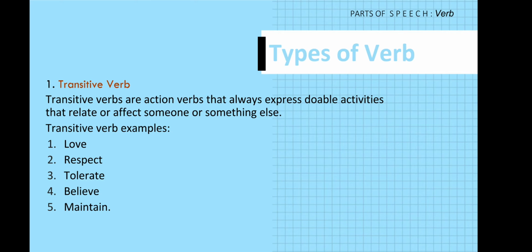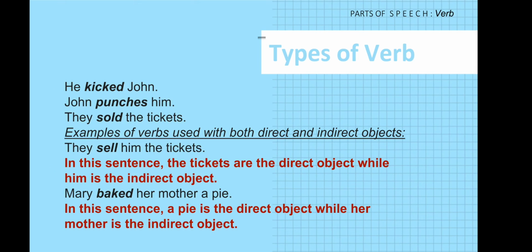What is a transitive verb? So, transitive verb class are action verbs that always express doable activities, okay, that relate or affect someone or something else in the sentence. For example, love, respect, tolerate, believe, maintain. These are our transitive verbs. So, what else? For example, we have here, he kicked John. John punches him. They sold the tickets.